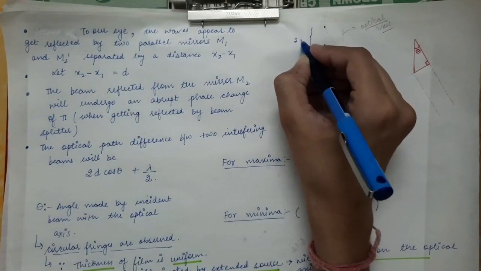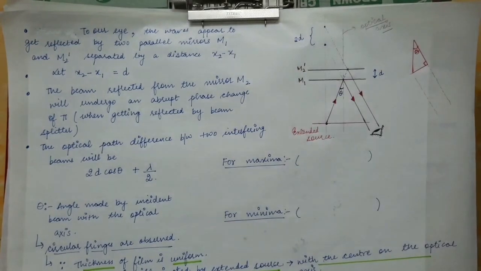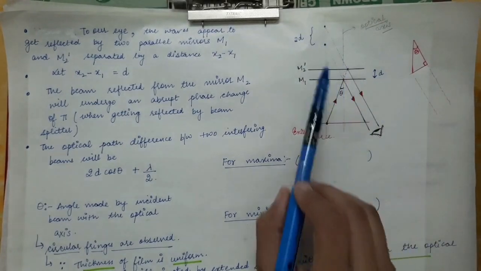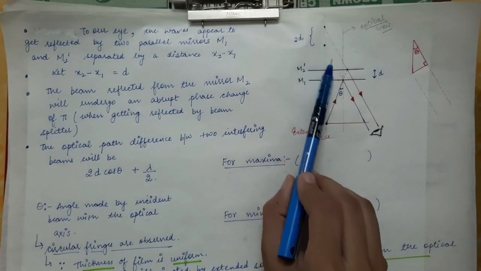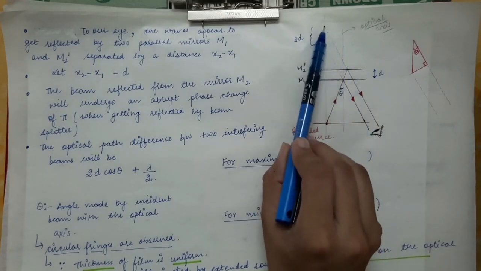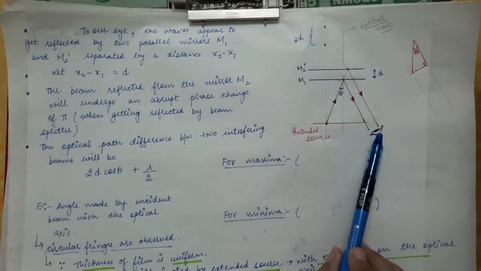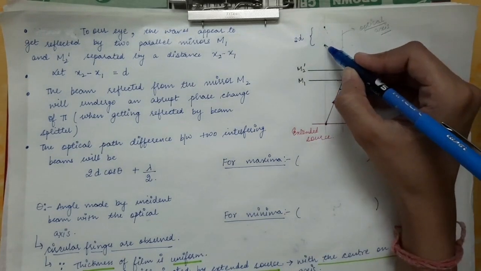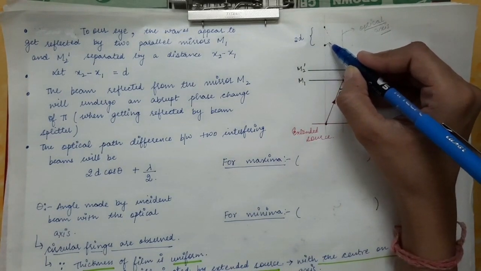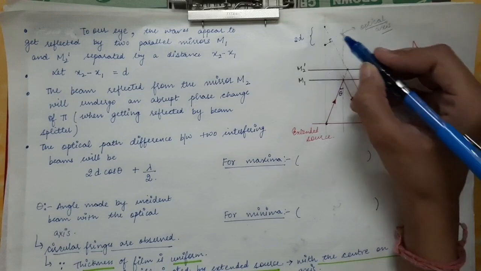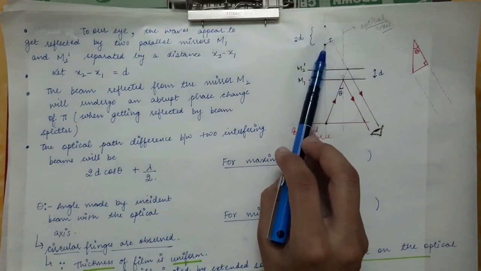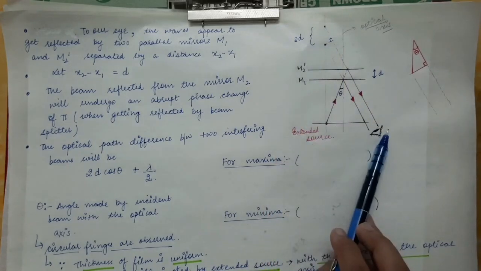So this is equal to twice of d. Now what will be the path difference between these two rays? This first ray is traveling this distance and another ray is traveling this distance. So what is the extra path which is travelled? That will be given by drawing a perpendicular from this point on the second ray.